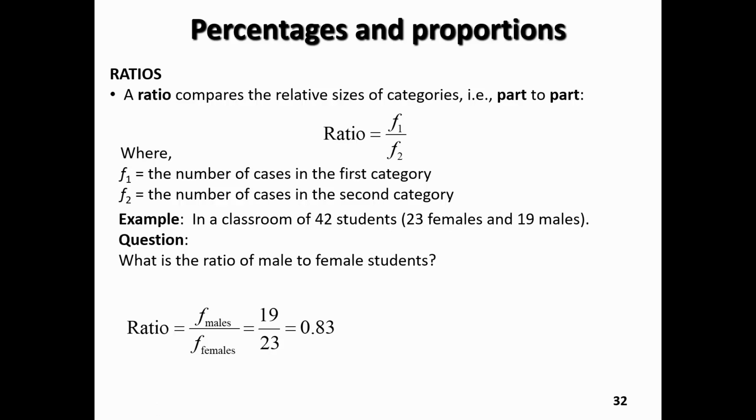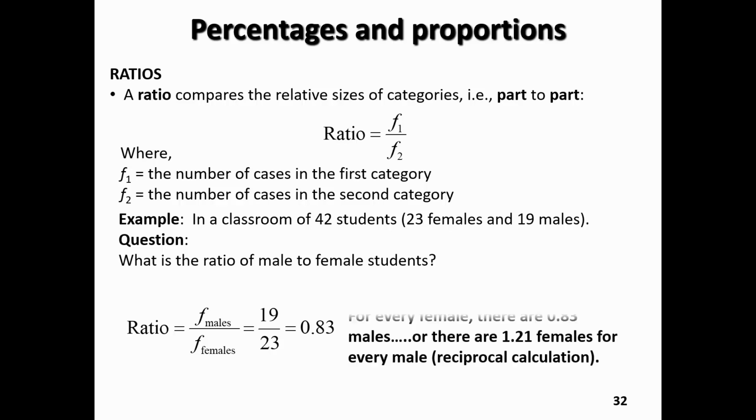0.83. This is the ratio of males to females and not the total percentage or the total proportion of males to the entire class. And so we would conclude here that for every one female in this particular class, there are 0.83 males.